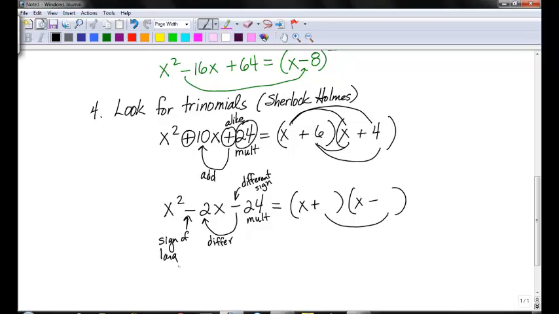Do you remember going through all this in Algebra 1? So we end up with 6 and 4 again. And the sign of the larger one is 6, so 6 goes with the negative. And you can check just the middle term. If you check just this, it would be plus 4x minus 6x would be negative 2x. Yeah, that checks. So that's what I call the Sherlock Holmes. Look at all the clues in the signs.